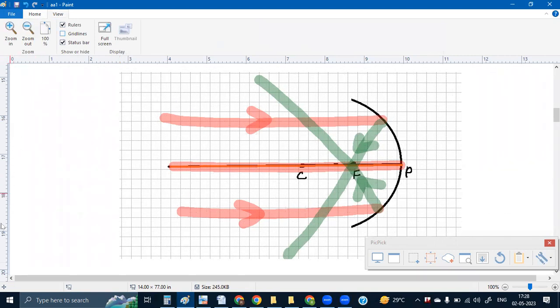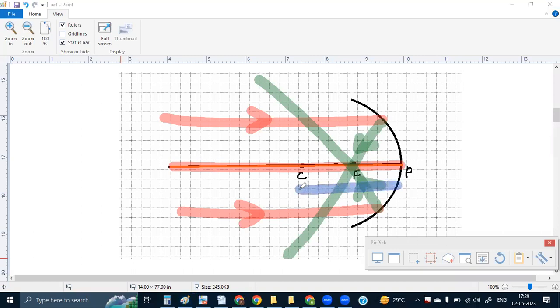That's the principal focus of the concave mirror. Now some distances. The next definition that I am taking over here is the distances. The distance CP, which I have marked in blue color, that is the distance between the center of curvature and the pole of the mirror.